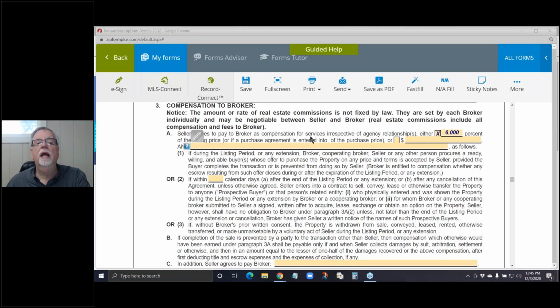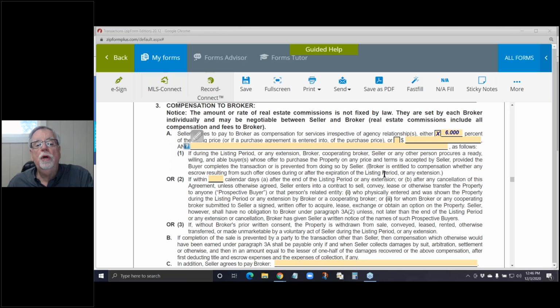The listing agent has no obligation to tell you how much their gross commission is, right? They'll tell you how much they're giving you, but they don't have to tell you how much they're getting. And by the way, just because they're the listing agent doesn't mean they have to get the same amount as you or less than you. It could be more, and they don't have to tell you.